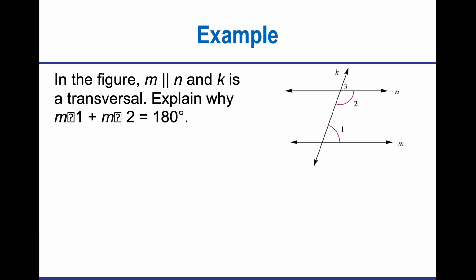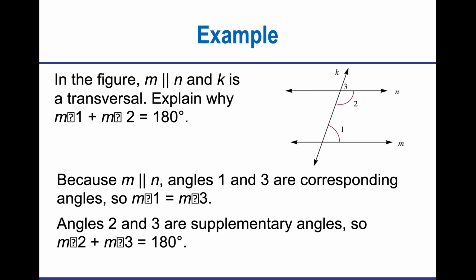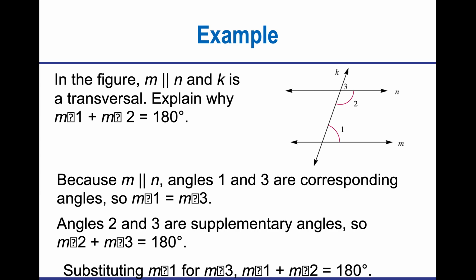Here's another example. If I'm looking at this figure, why does angle 1 plus angle 2 equal 180? Well, I have two parallel lines, and 1 and 3 are corresponding. They're both in the upper right. So angle 1 has to equal angle 3, okay? Which means that angles 2 and 3 are supplementary because they're on the same line. So if angles 2 and 3 are supplementary and angle 1 equals angle 3, then angle 1 plus angle 2 also has to equal 180.